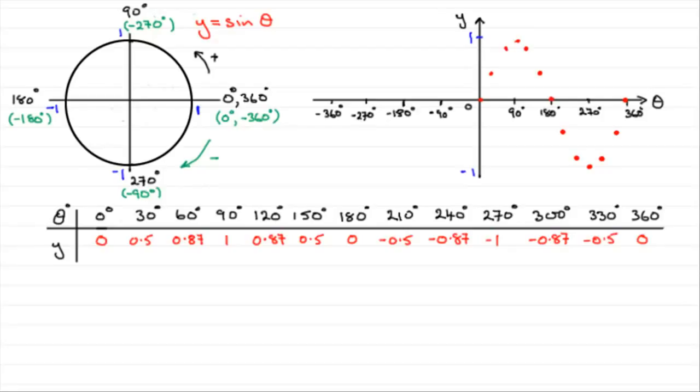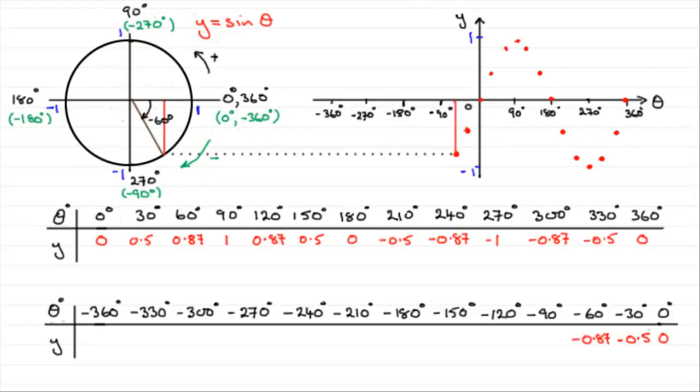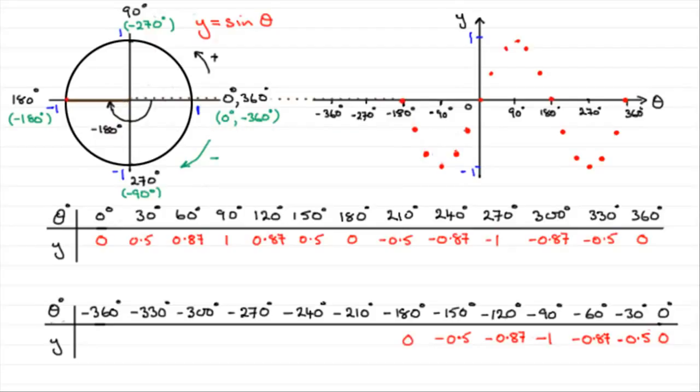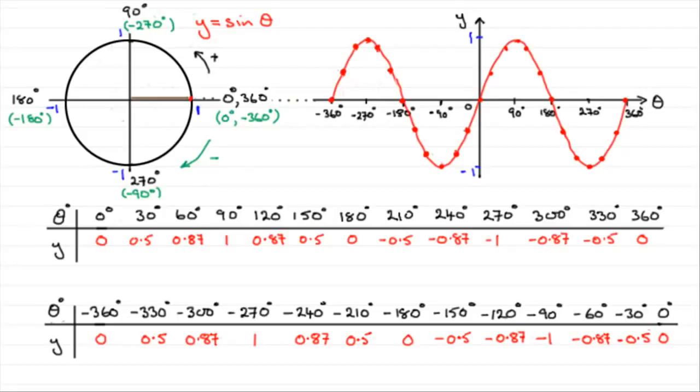We can draw up a table going from 0 to -360, and when we have our first value for 0 degrees it's going to be 0, and then for -30 degrees we've got -1/2, and so on. Now we can join these points up and we get the familiar sine wave.